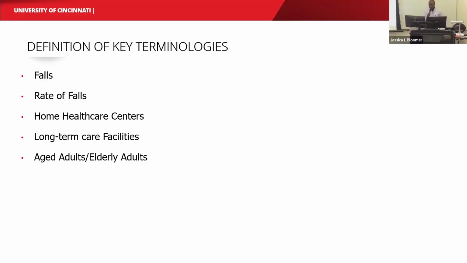Home health care centers are facilities that provide healthcare services to the patient at their homes. If you take out the word health and it becomes home care, these are the non-medical services, but still at the home of the patient. And long-term care facilities are where healthcare services are provided to a patient in the respective facility and not at their homes. And the adults we looked at were the elderly, starting from the age of 60 and above.